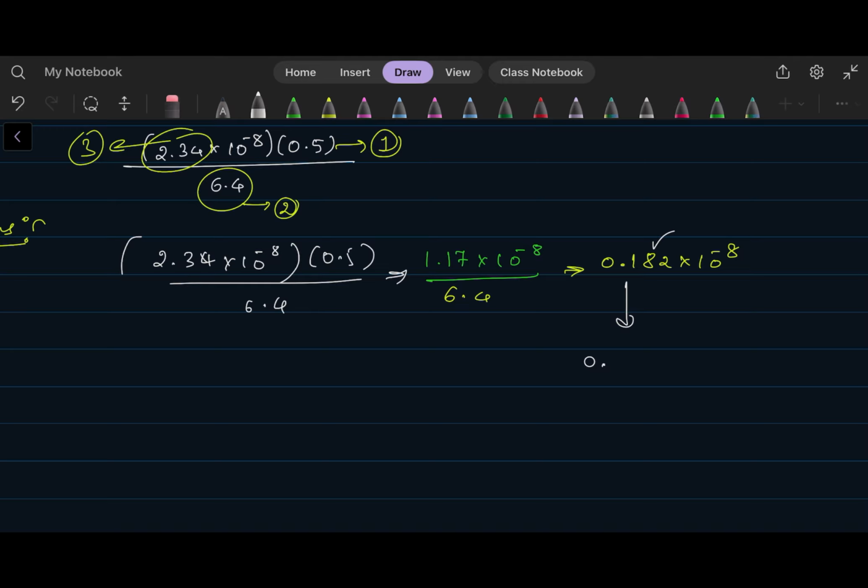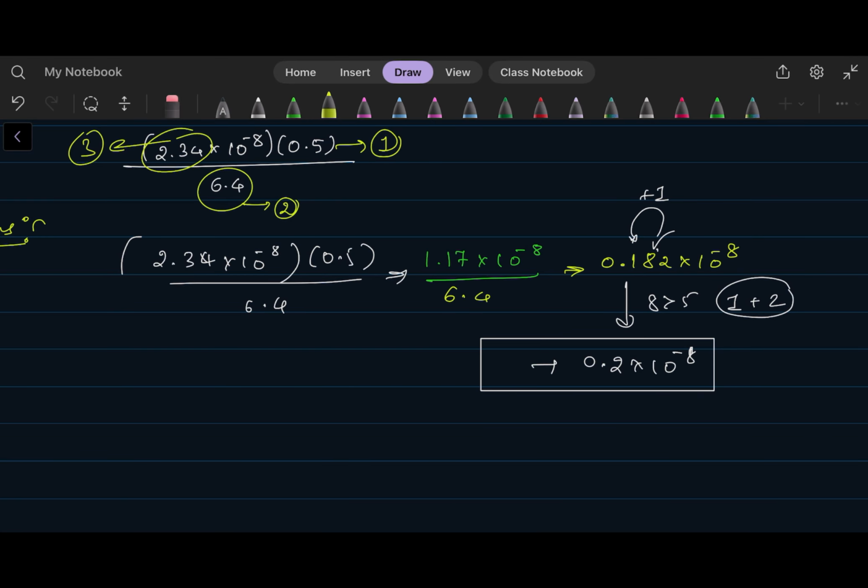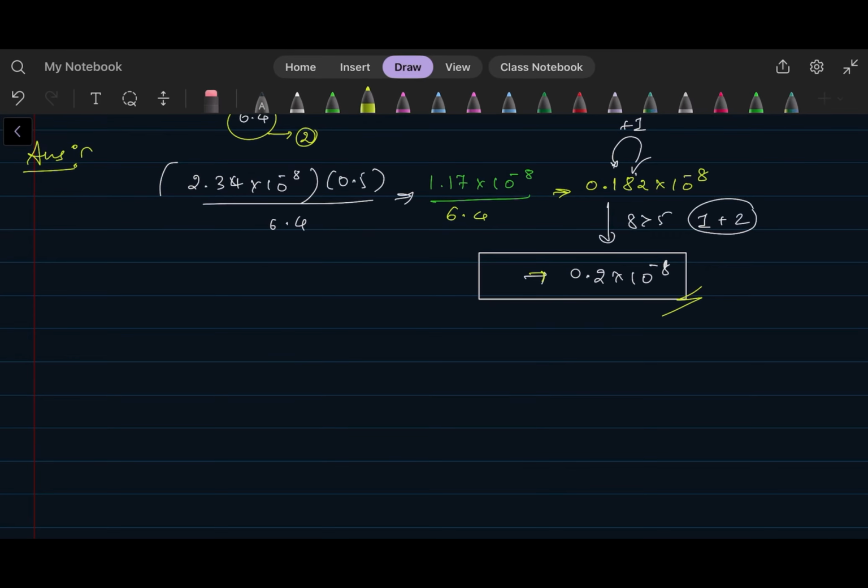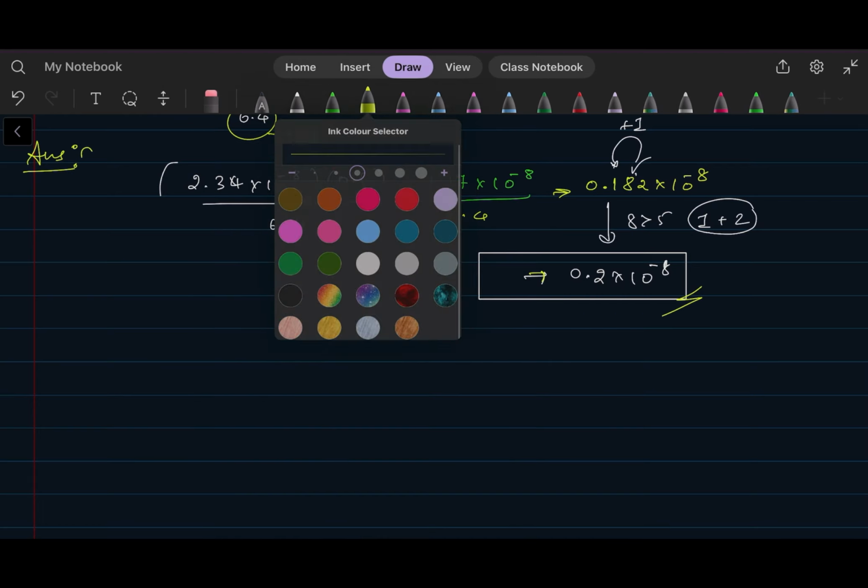For that I have to remove the last value, that is 8. 8 is greater than 5, therefore the preceding value should be added plus 1, therefore the value is going to become 0.2 into 10 to the power minus 8 as the answer for this. So next we will go for the dimensional analysis.